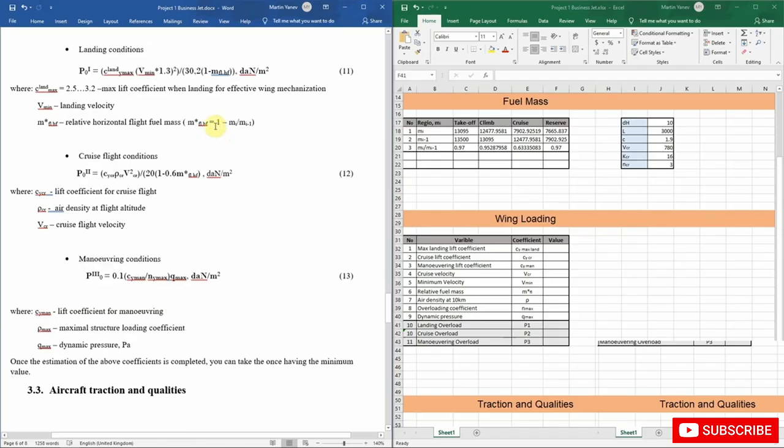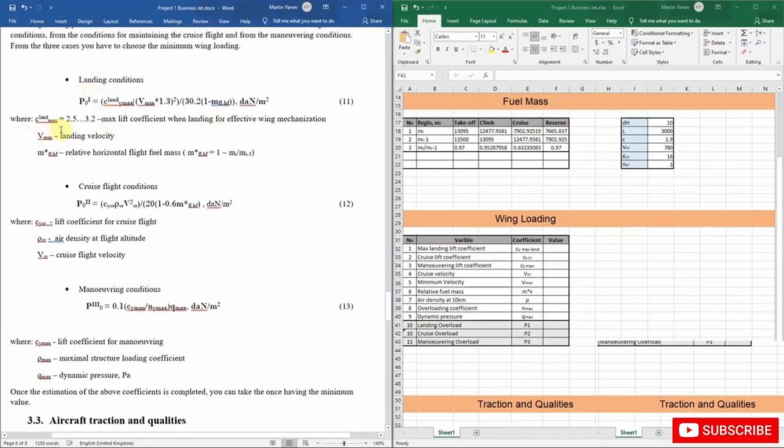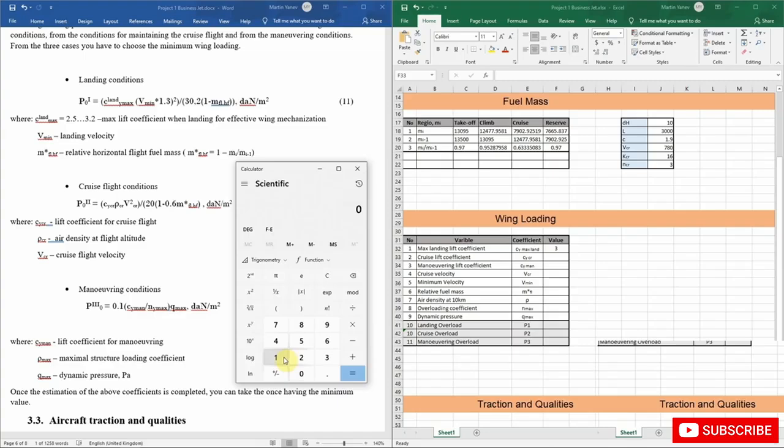The first coefficient is the landing coefficient. To estimate it, you first need Cy max, which is the lift coefficient while landing. Normally this coefficient is about 3 for standard aircraft. Then the minimum velocity, you can check it from your table, from the statistical analysis that you chose for your aircraft, and it's about 170 kilometers per hour. Because obviously we want to use the velocity in meters per second, I will show you one very simple way to do it.